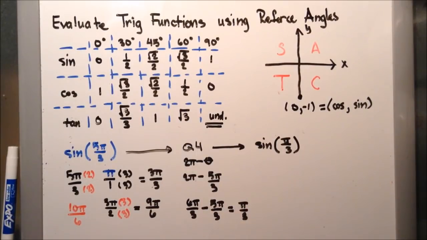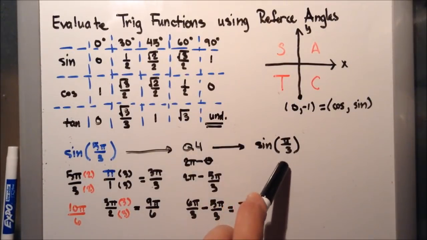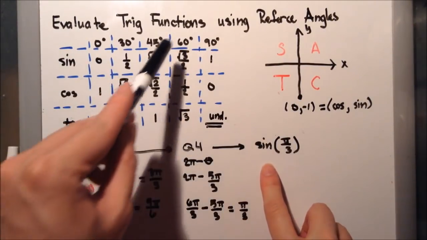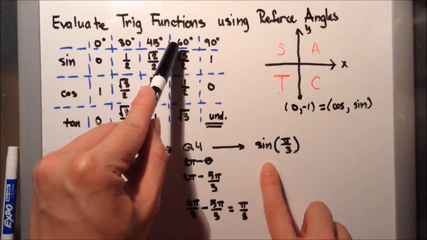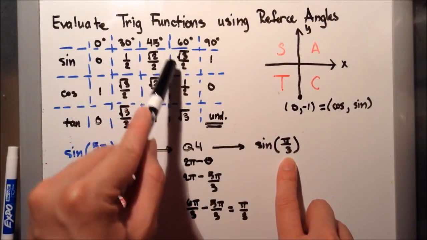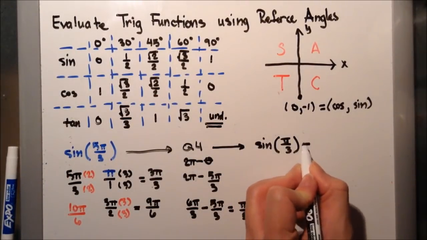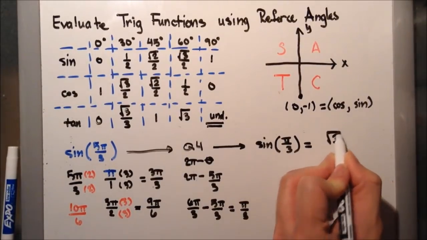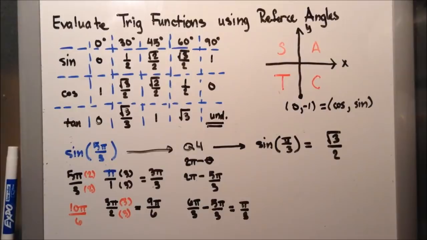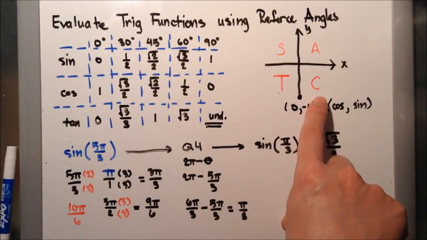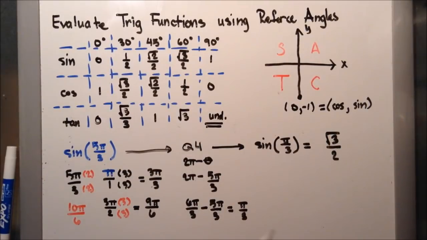Now, in the previous video, I mentioned to make sure to memorize your degrees and your radians equivalency. So, pi over 3 is equivalent to 60 degrees. So, if I go to sine of 60 degrees, which is equivalent to pi over 3, our exact value is square root of 3 over 2. Now, we got the exact value, but we need to check if it's positive or negative. Since we're in quadrant 4, the only one that's positive is cosine. Since we have sine, this will be negative.